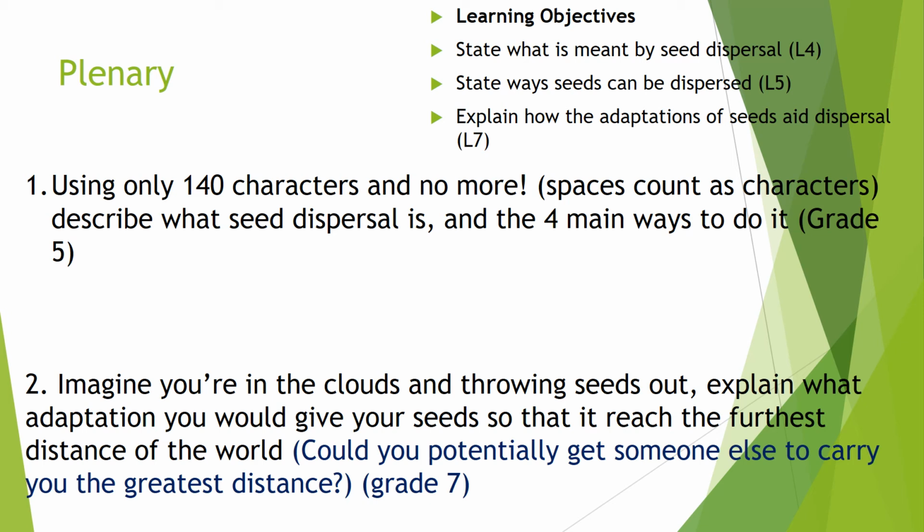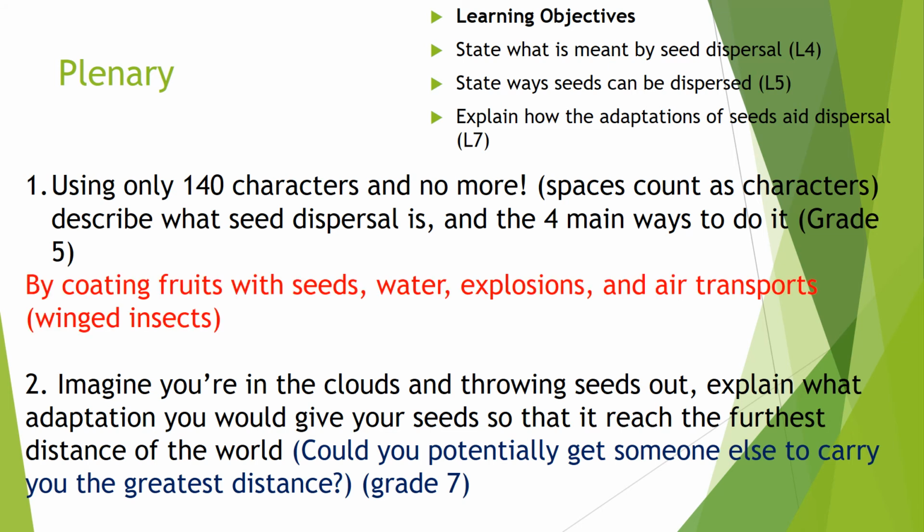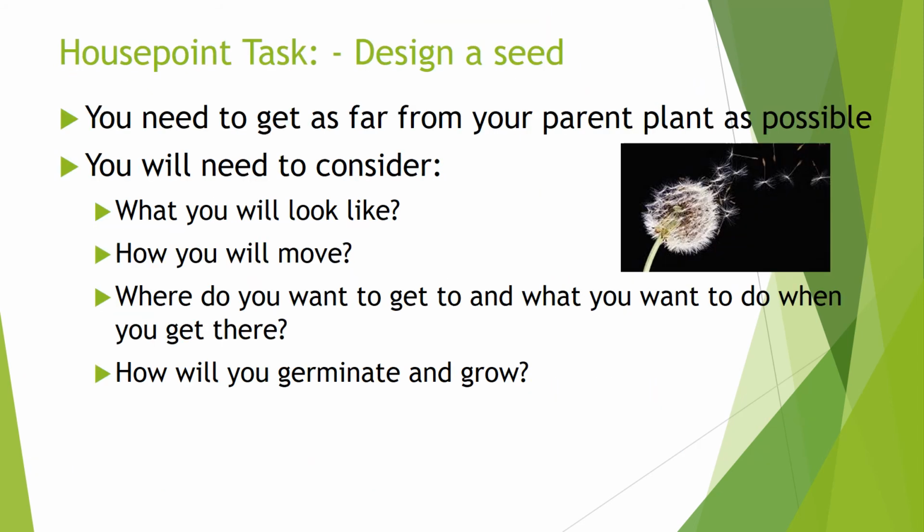And then second task, imagine you're in the clouds and throwing seeds out. Explain what adaptation you would give your seeds so that it reaches the furthest distance in the world. So answer by coating fruits with seeds, water, explosions, and air transport. So winged insects.